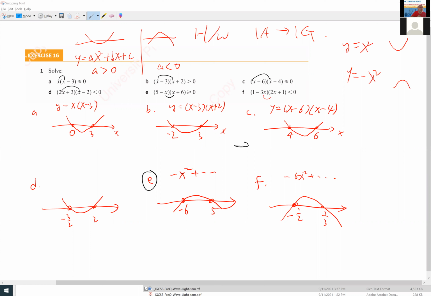Oh, this is a PDF in the WeChat group. Okay, I'll send it through again. I'll send it through. I found it, okay.